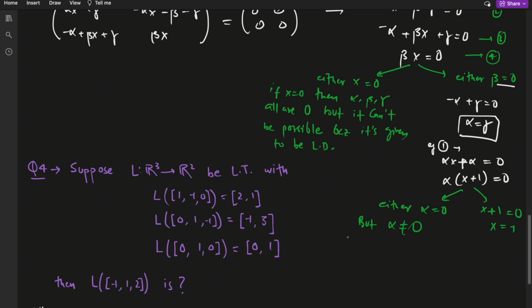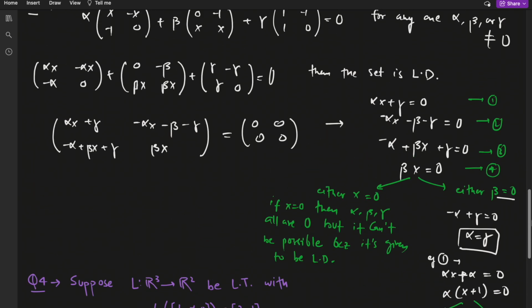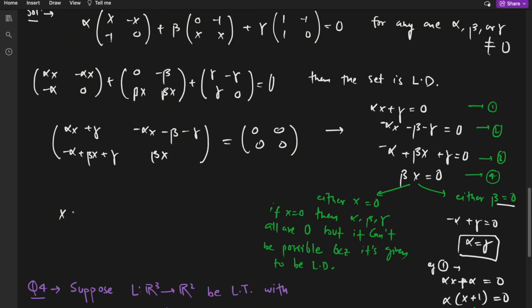But alpha cannot be 0, because in that case all alpha, beta, gamma are equal to 0, which is not possible, right? So we can say that only x plus 1 equal to 0 is the possible scenario, and hence x equal to minus 1. So we get the solution that x is minus 1. See how interesting this question is. This is our solution.